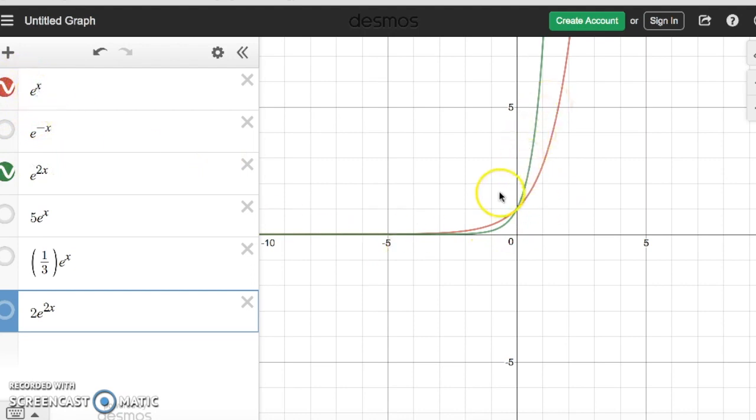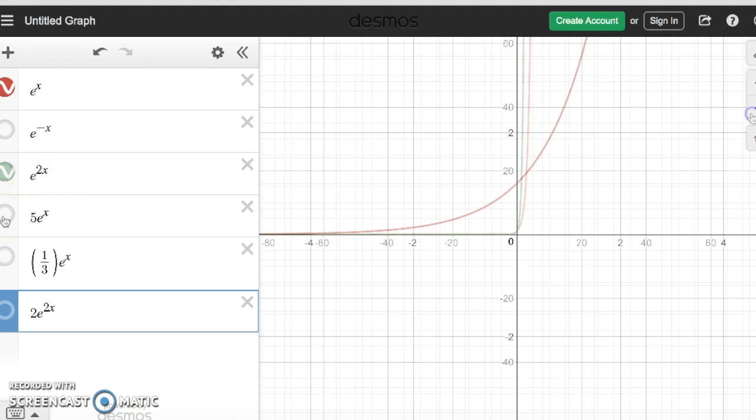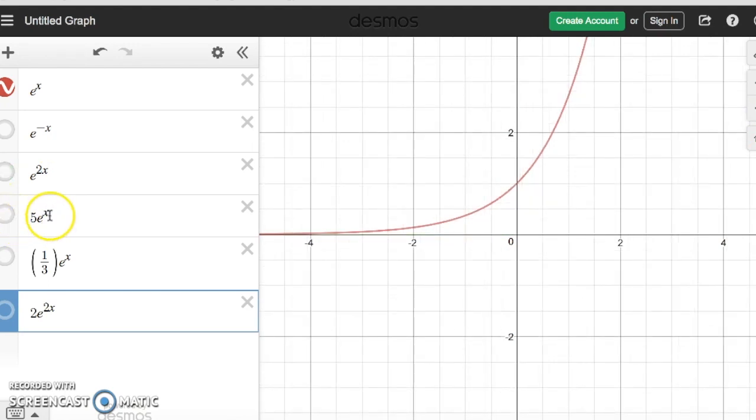And then when it comes to the right side, the graph actually rises even faster, right? With 2x, it expands even faster. Next, we have 5e to the x, so this time I'm putting the 5 in front.